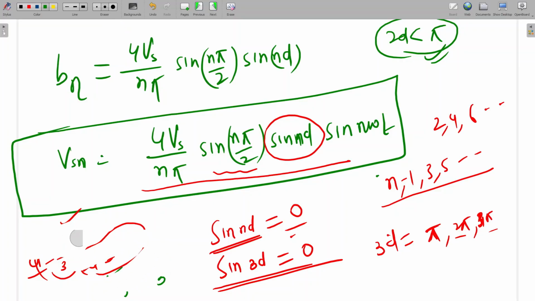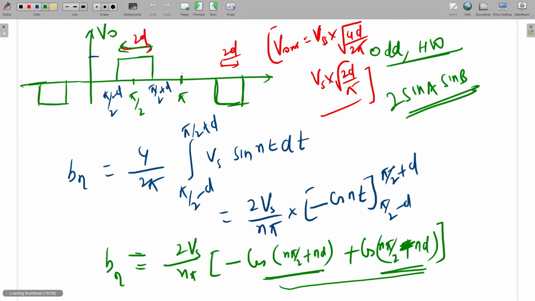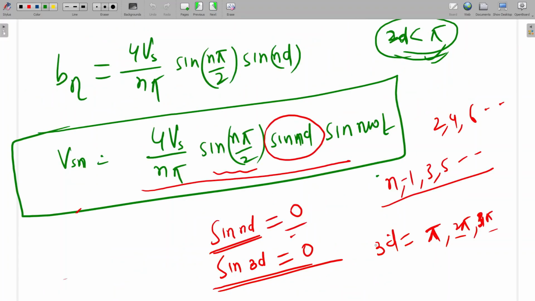See, whatever the 2d value we are calculating to eliminate the harmonic, that should be less than pi. 2d should be less than pi. If you see this waveform, this should be under this pi only. The maximum it can go up to is pi.